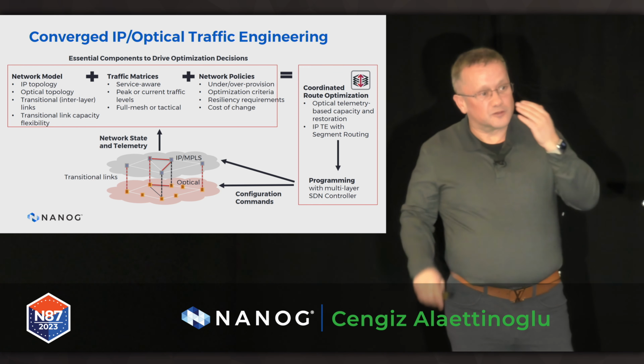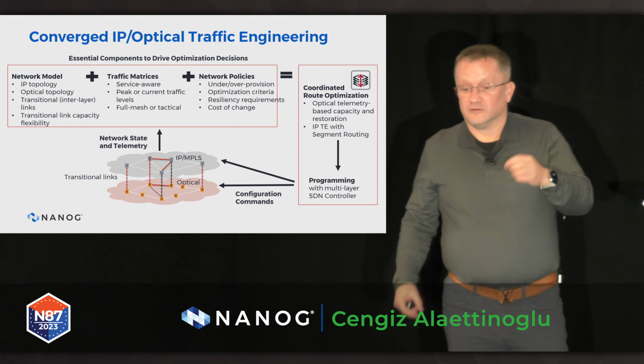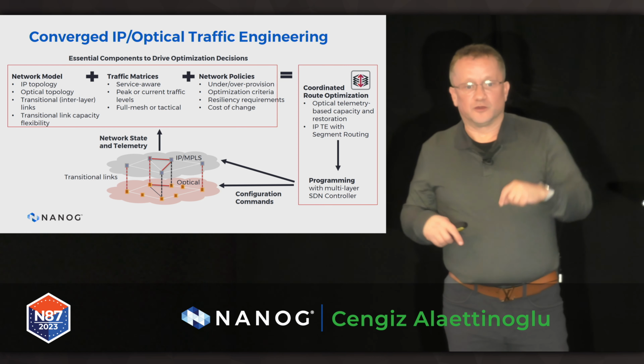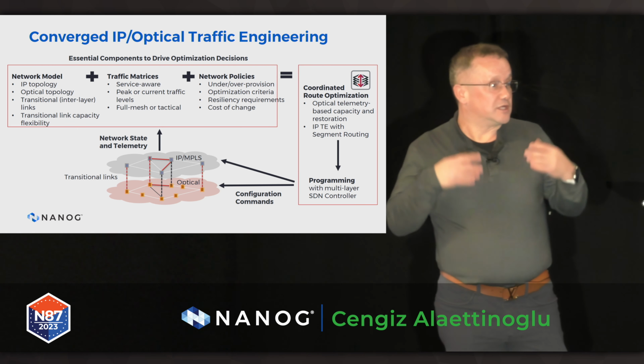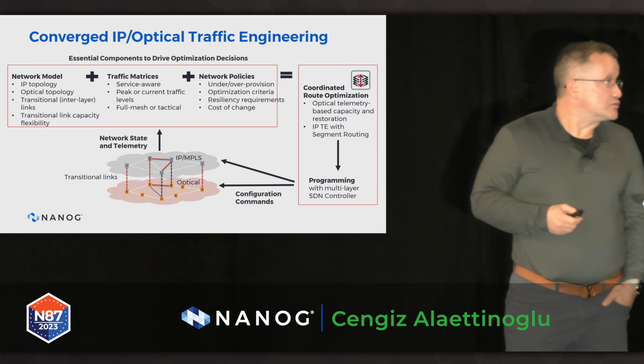And then you run this optimization, and then the result comes out. These are your new IP routes, these are your new optical service paths, and then you use an SDN controller and program both layers of the network.